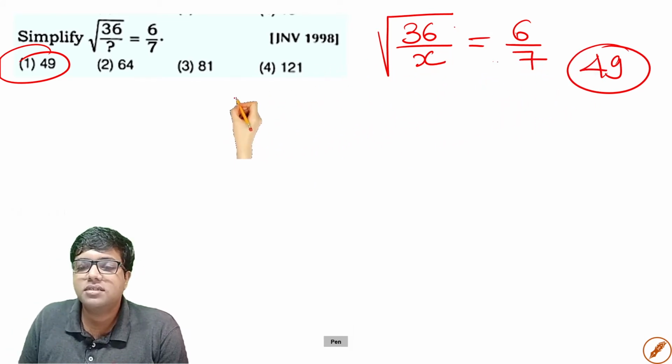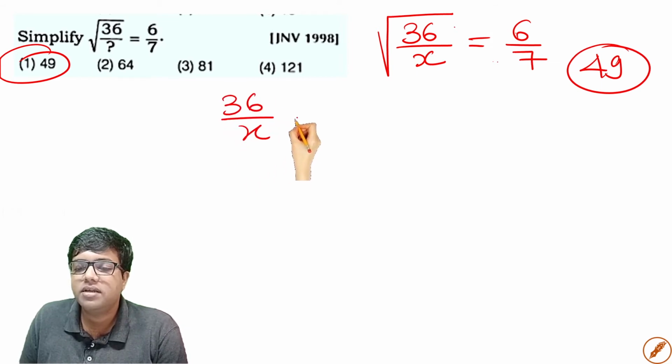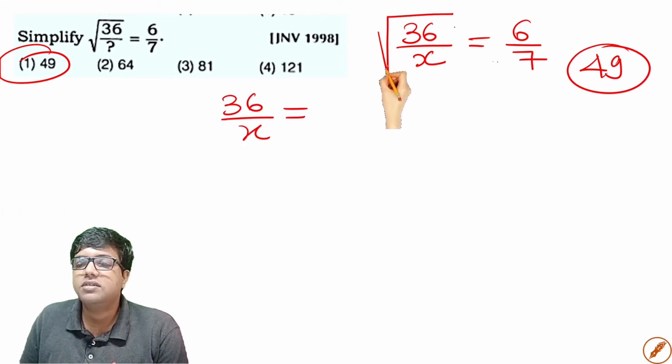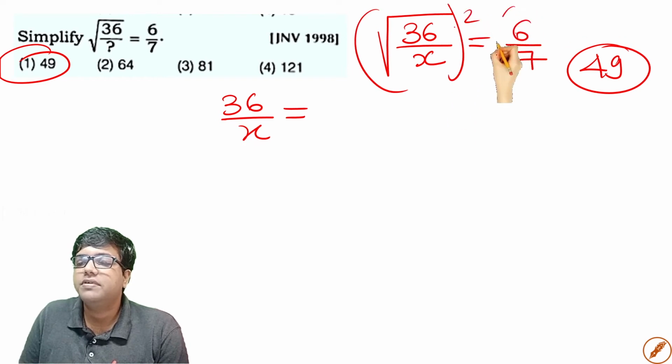So 36 on the left hand side, 36 by x will remain. If I square on both the sides, if I square both the side numbers, then what will I get?